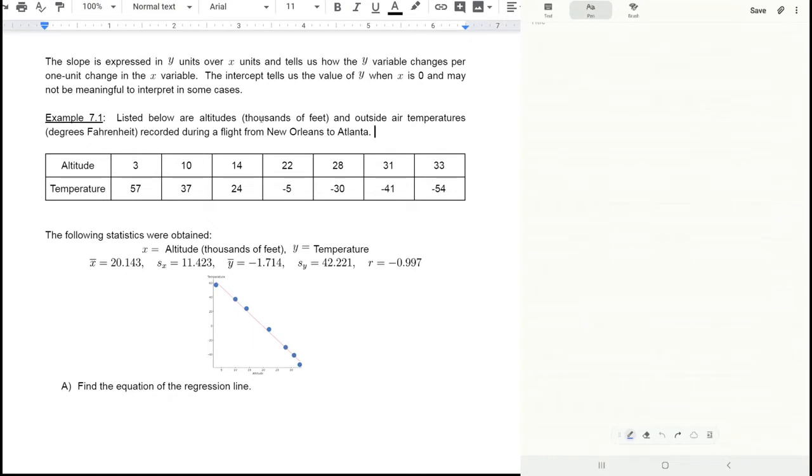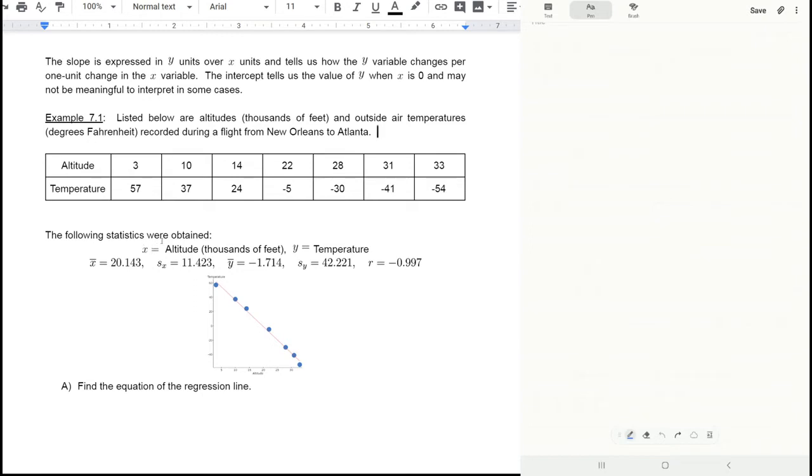So let's have a look at an example here. Here we have the altitudes, which are measured in thousands of feet, and the outside air temperatures measured in degrees Fahrenheit, recorded during a flight from New Orleans to Atlanta. So here are the two quantitative variables. We have the altitude and the temperature. So we obtain the following statistics.